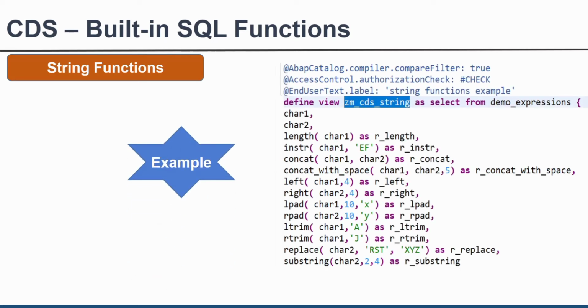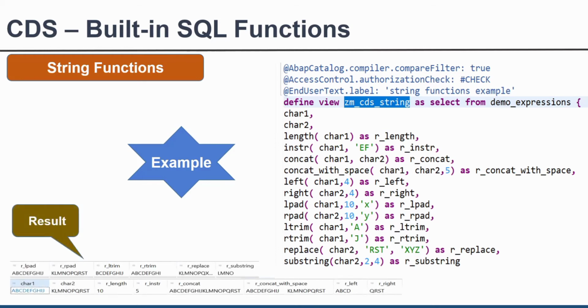Here's an example of a CDS view using string functions, and the result can be seen. So in this example, we're selecting data from the demo_expression table, and using these string manipulation functions, we are performing some actions on those values car1 and car2, and we see the output in the result.